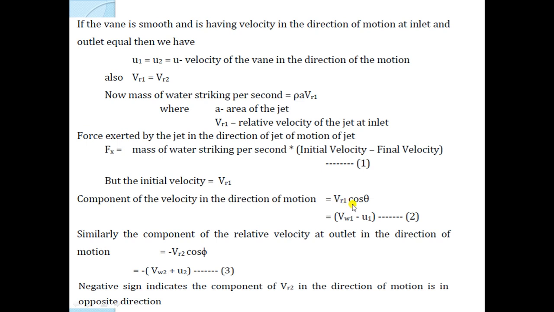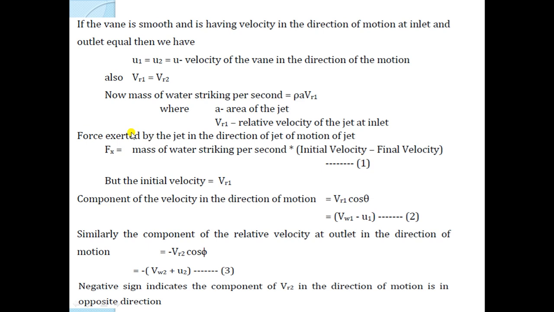So Vr1 cos theta is nothing but Vw1 minus U1. Let me call this equation 2. Similarly, the component of the relative velocity at the outlet in the direction of motion is minus Vr2 cos theta, which is Vw2 plus U2. It has a negative symbol. Let me call this equation 3. So substitute the value of equation 2 and equation 3 in 1.